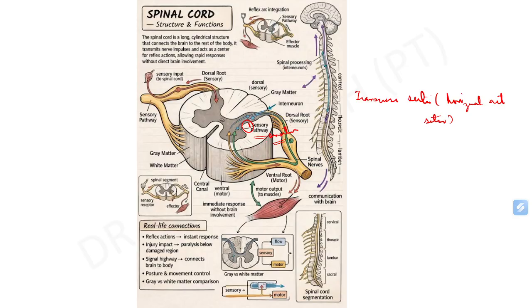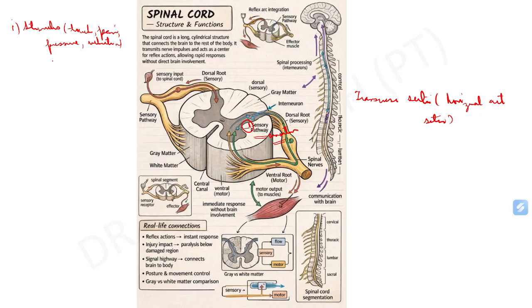The sensory pathway starts from a stimulus. The stimulus can be, as I've told, a touch stimulus, a pain stimulus, a pressure stimulus, or a vibration stimulus.